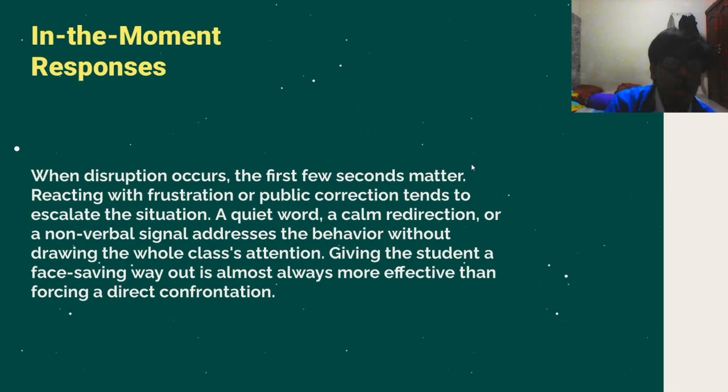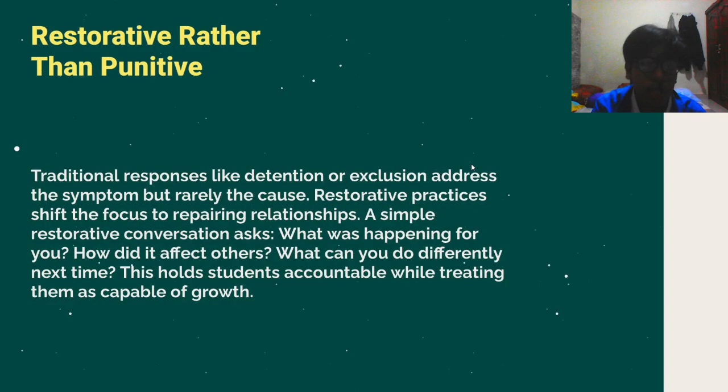In-moment responses. When disruption occurs, the first few seconds matter. Reacting with frustration or public correction tends to escalate the situation. A quiet word, a calm redirection, or a non-verbal signal addresses the behavior without drawing the whole class's attention. Giving the student a face-saving way out is almost always more effective than forcing direct confrontation.